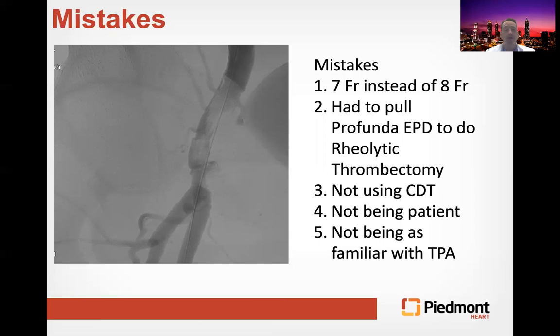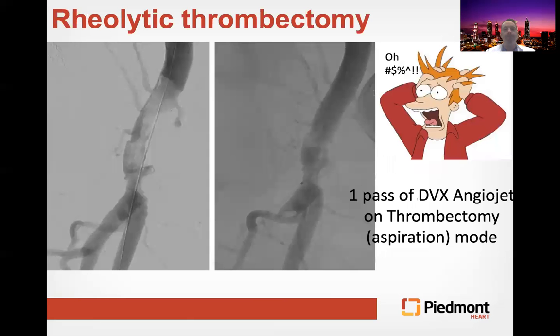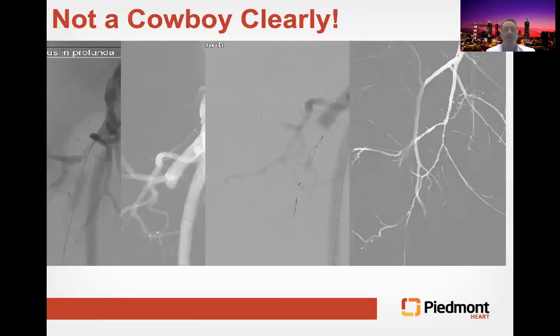So if you're bringing a patient back and giving TPA pulse dose thrombolytics, you can actually open up the original arteriotomy. Now you've got bleeding and clotting, which can be quite nasty. This is after a passive DVX AngioJet in thrombectomy mode. You can see here I've lost now the profunda after having pulled the EPD from the side. Major problems at this point.